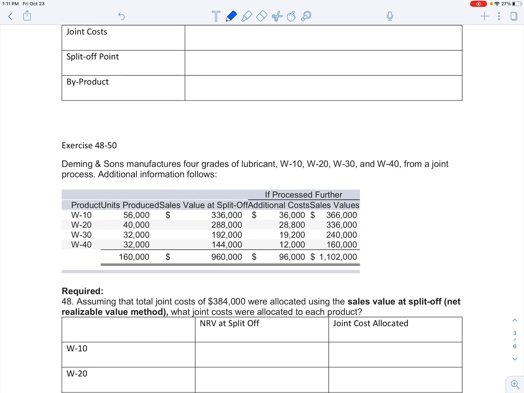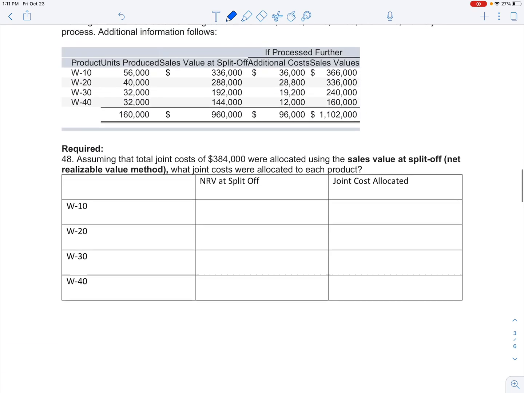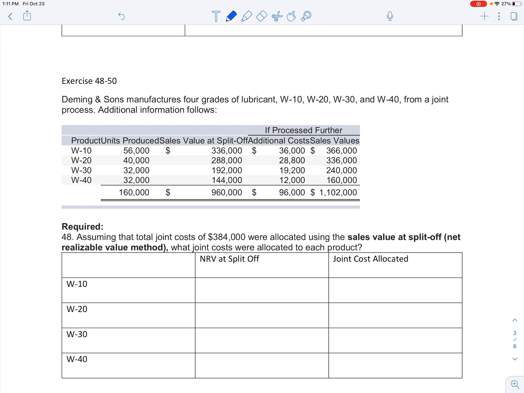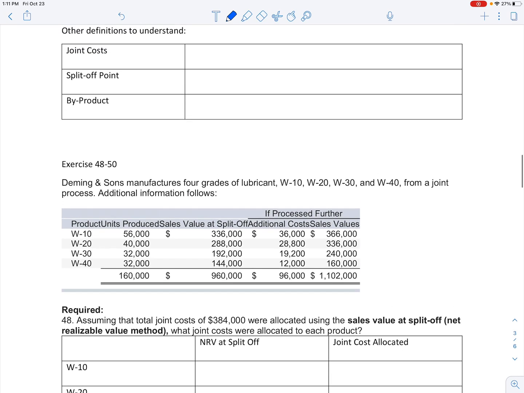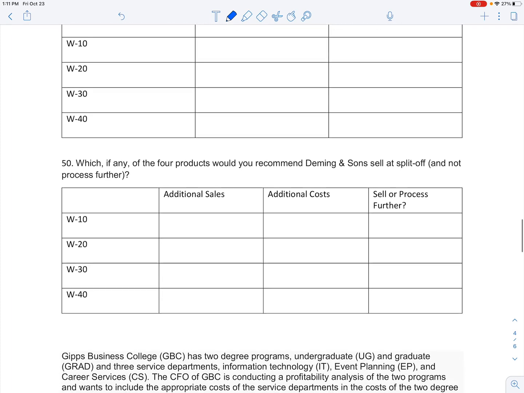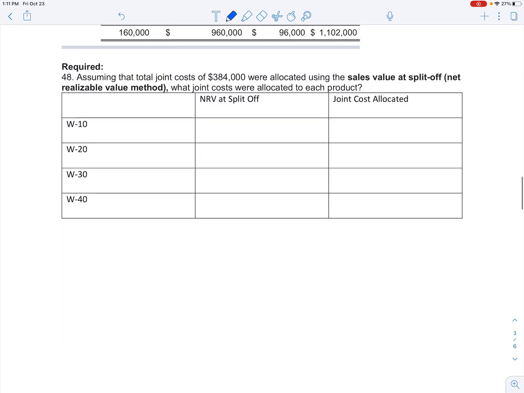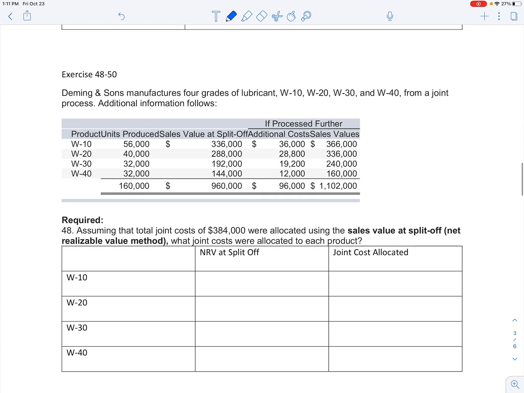So I'm going to look at exercises 48 through 50 in your book. This first one just looks at allocating costs, and we're going to go through the split off method or joint costs, and then we'll go through problems looking at each of the direct method, step method, and reciprocal method. So we're going to start here with those joint costs and kind of walk through what this looks like and how to do this.